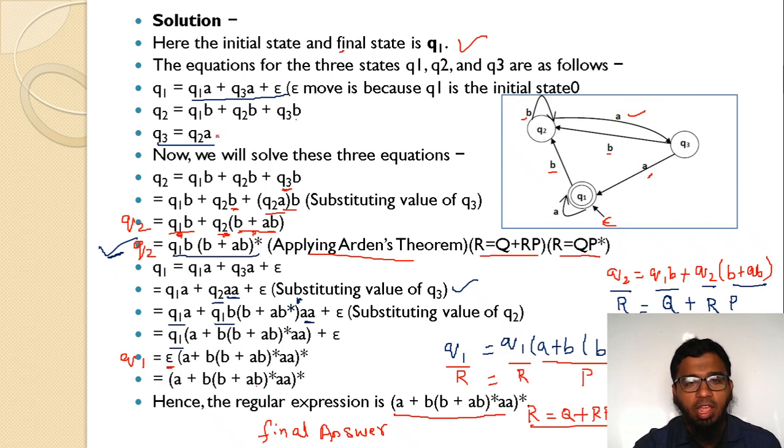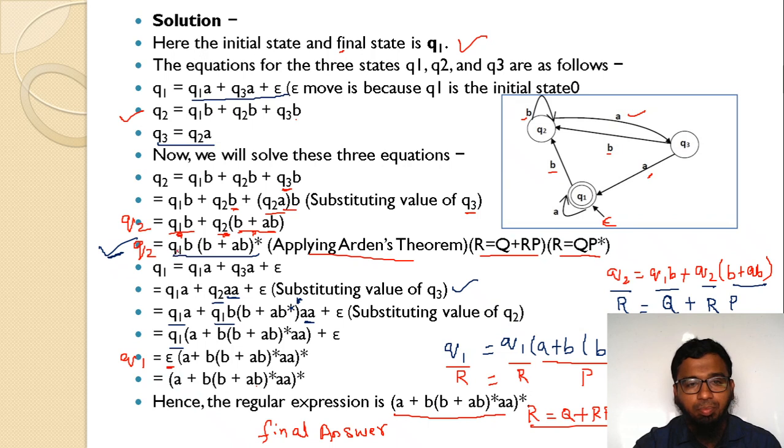So Q2 A. Here I am taking the Q2 equation. Q2 is equal to Q1 B plus Q2 B plus Q3 B, the same equation, and here we are substituting Q3. Q3 is Q2 A, so we substitute Q2 A. After that, Q1 B plus Q2 B plus Q2 AB. Here we have taken Q2 as the common term. So after that, B plus AB.